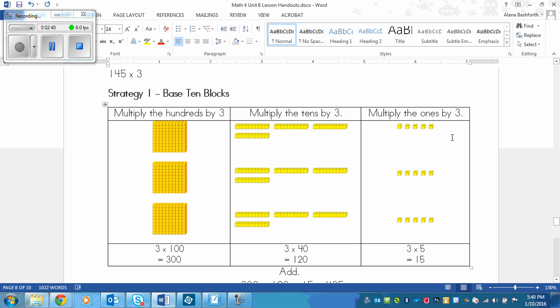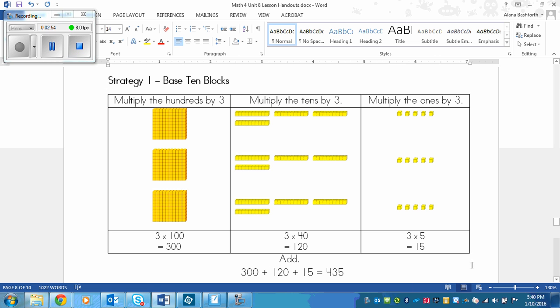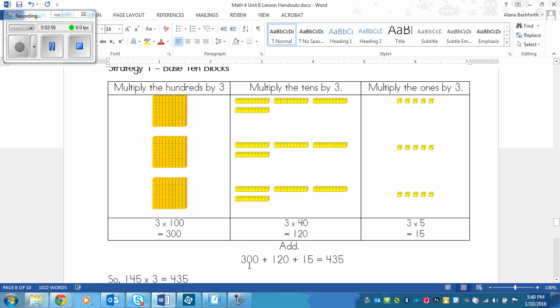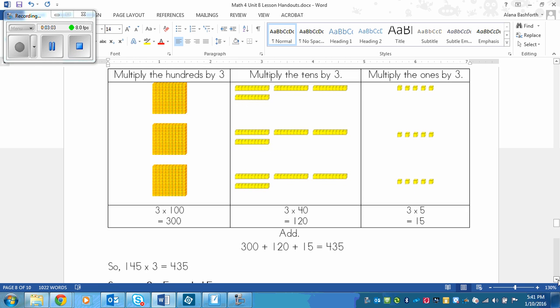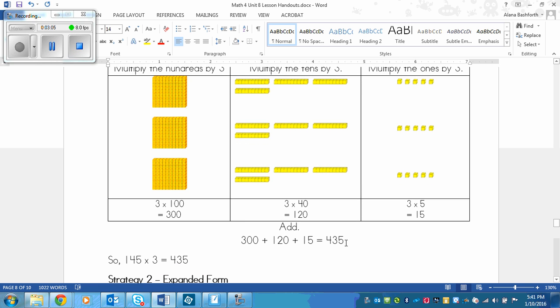And the last one is multiplying by ones. We've got 3 groups, and there's 5 in each group. So that would be 3 times 5, and 3 times 5 is 15. Then all we have to do is add these 3 numbers together. So 300 plus 120 plus 15 is 435. Okay, so that's the same as saying 145 times 3 equals 435.